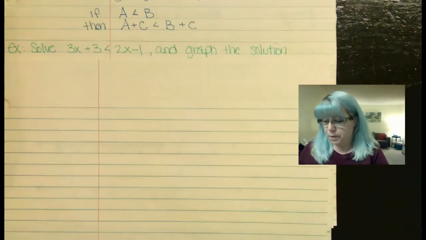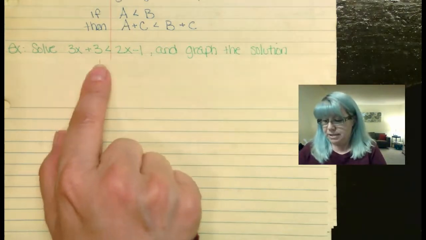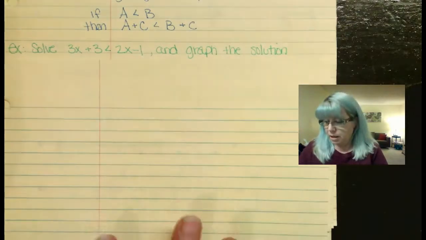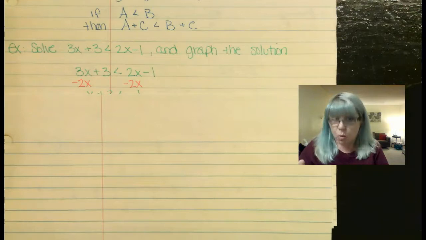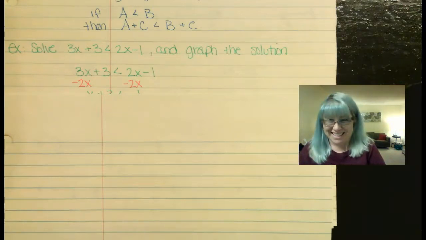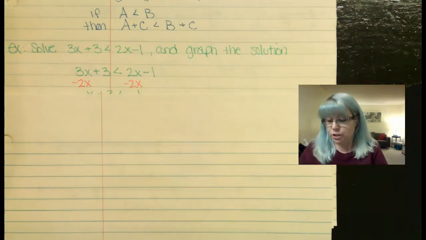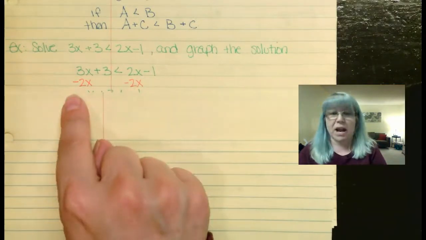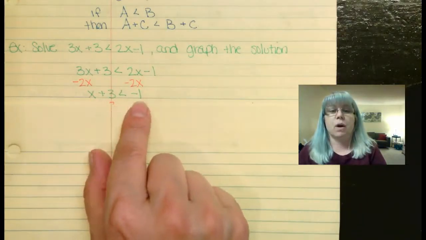Let's work with an example and try and solve, and we'll also graph the solution. 3x plus 3 is less than 2x minus 1. Now, we're going to get all the x's onto one side and our constant to the other, just like if it was an equality. But we have to evaluate it differently once we get the solution. So I'm going to subtract 2x from the right-hand side, subtract 2x from the left-hand side, giving us x plus 3 is less than negative 1.